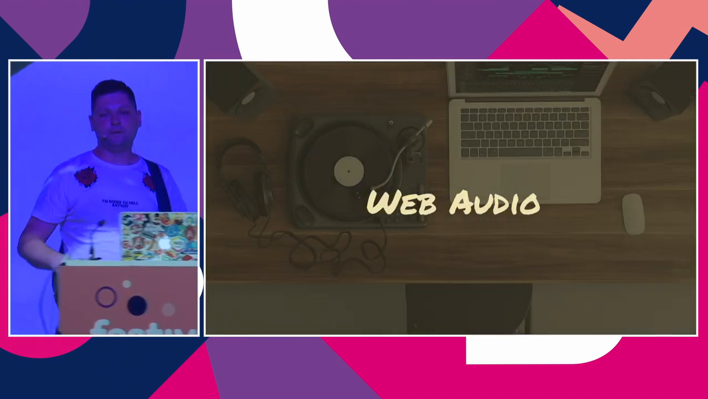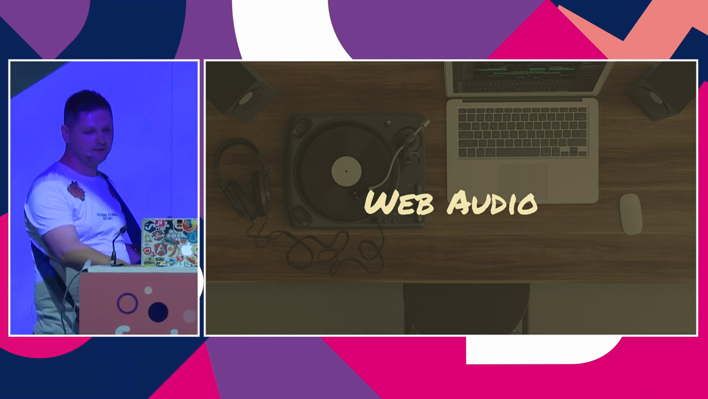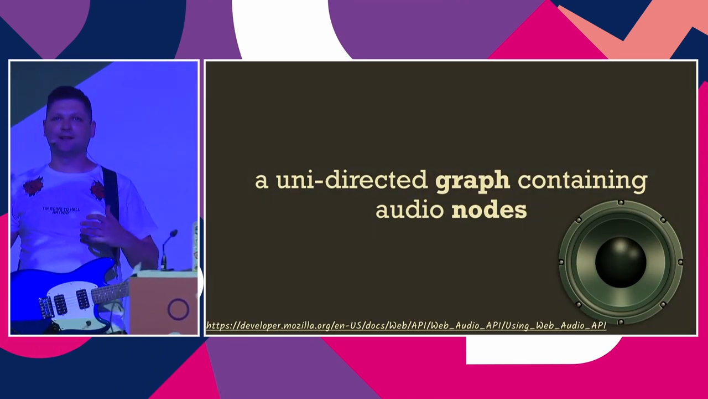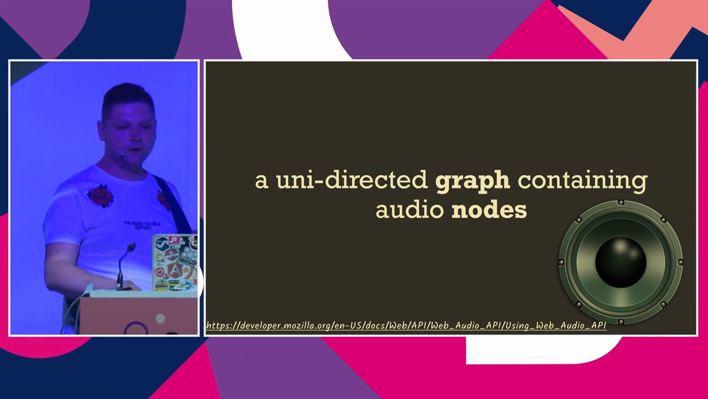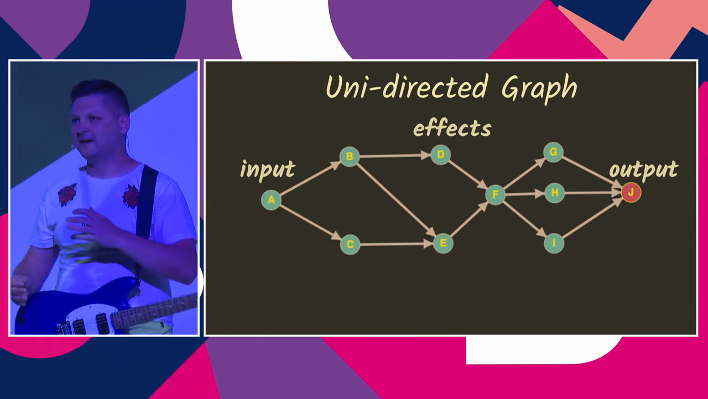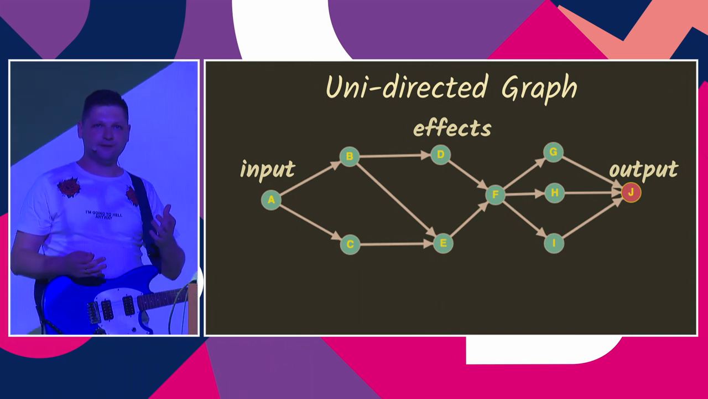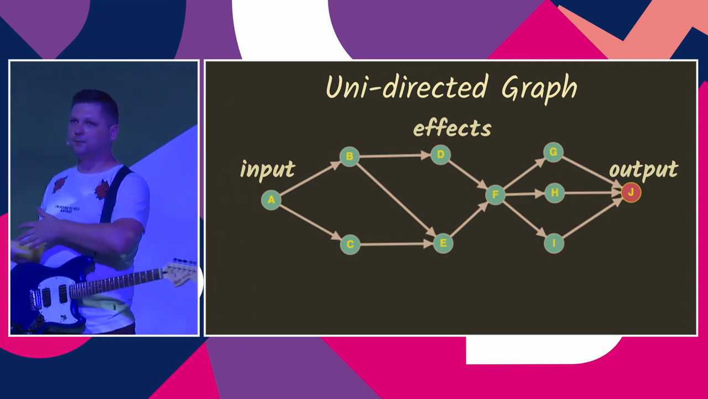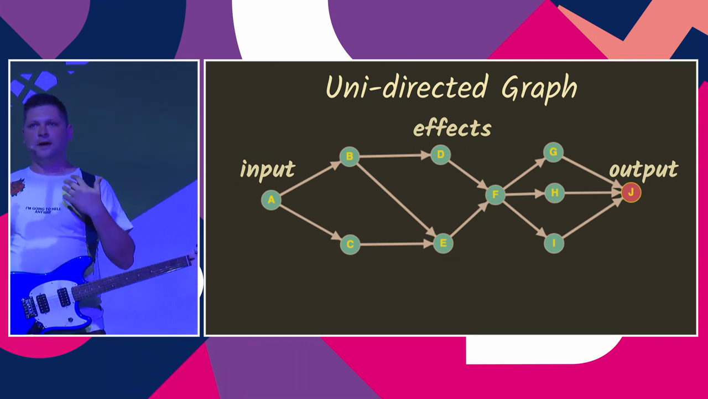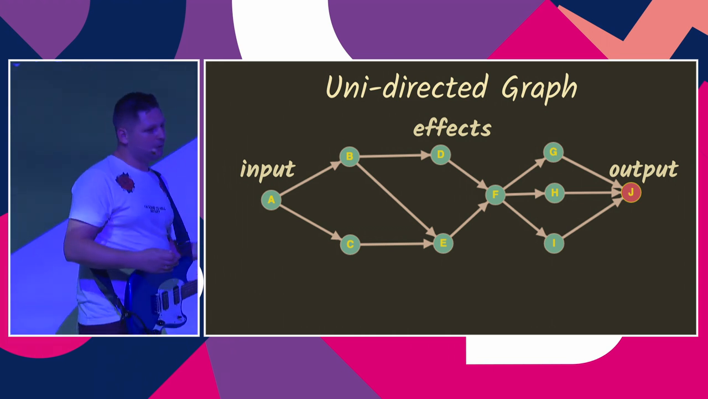So, web audio. What is that? How can we use it? Actually, web audio is a directed graph that contains audio nodes. What is a directed graph? It's a bunch of dots connected with directed arrows. Basically, we have some input or source of our sound, and we have an output. Between source and output, we have nodes that add effects, process our audio, analyze it, whatever.